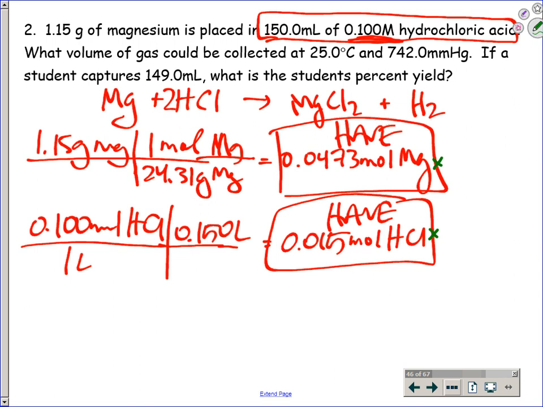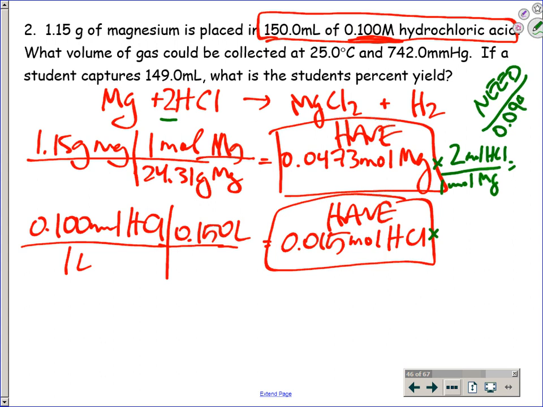So you multiply that by 2 moles of HCl, 2 moles of HCl from the 2 here, over 1 mole of Mg, and that cancels out the Mg to give us what we need. What does that come to? 0.0946. Alright, so we need this many moles of HCl, 0.0946 moles of HCl.